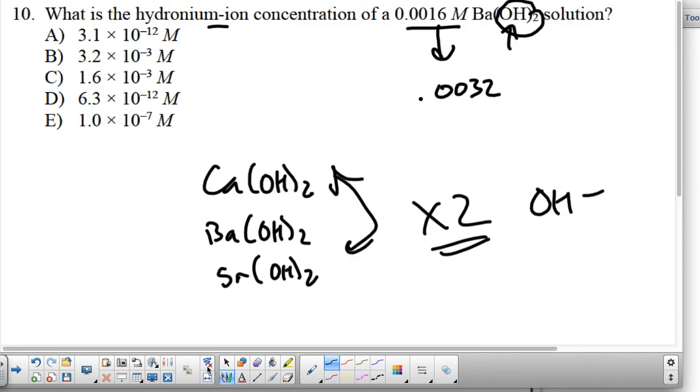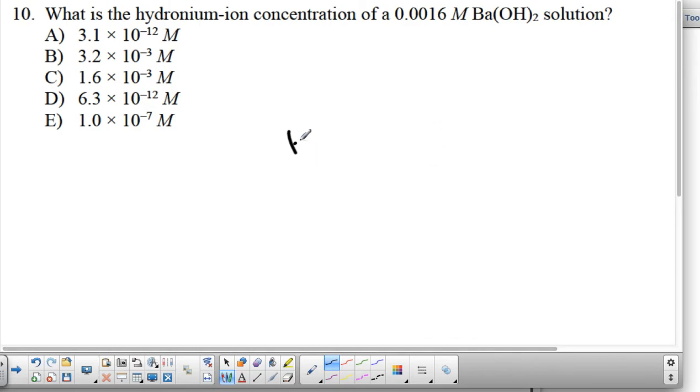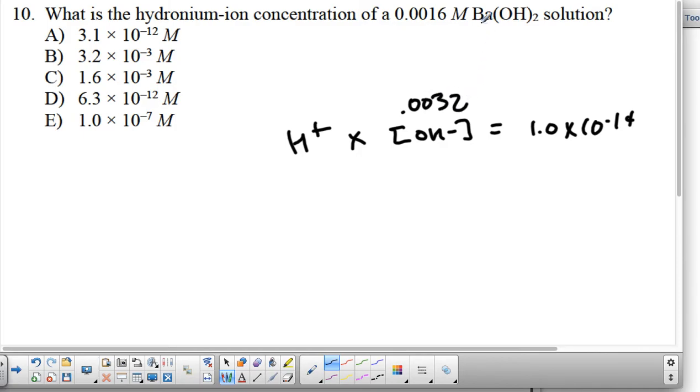So when you go to do this, you have H plus times OH minus is equal to 1.0 times 10 to the negative 14th. And I'm going to take 0.0032 because I'm going to double it, and I drop it underneath there. And that's going to give me my correct answer. Be aware of that when you look. If it has double OHs, you have to double the molarity.